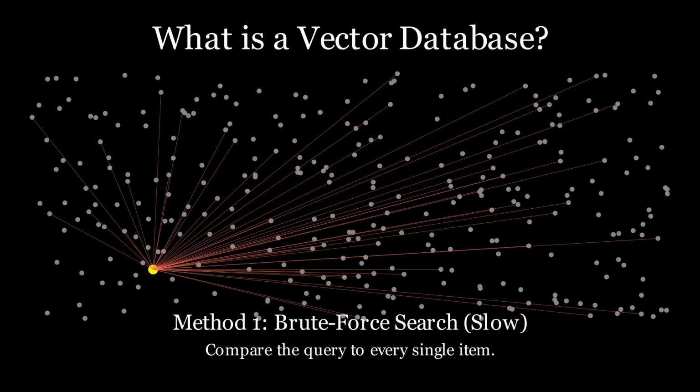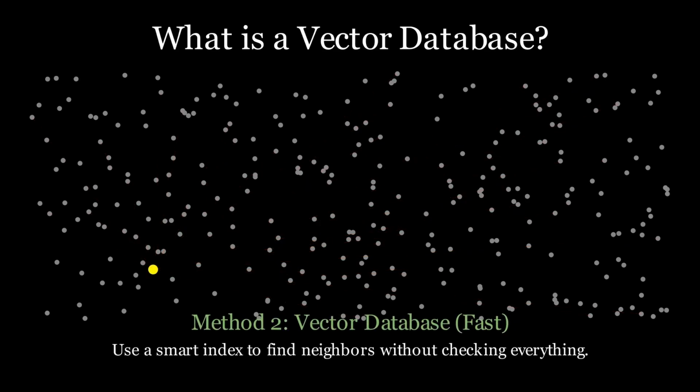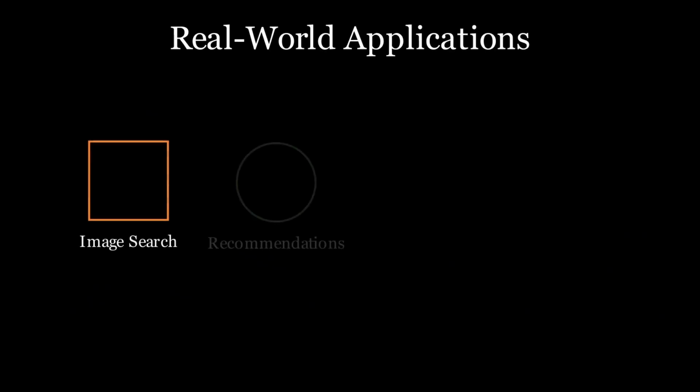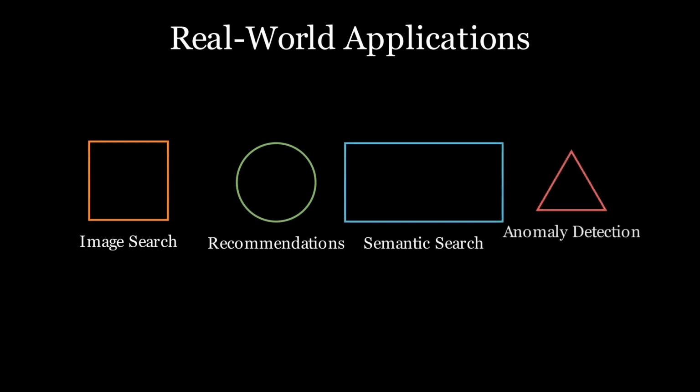A vector database, on the other hand, is built for speed. Instead of a brute force scan, it builds a smart, high-performance index. Think of this index like a highway system connecting nearby vectors. When a search comes in, it doesn't check every point. It efficiently hops through the index, rapidly zeroing in on the most promising neighborhood to find the nearest neighbors in milliseconds. Vector databases are the engine behind many AI features we use every day. Searching with an image, getting product or movie recommendations, document search that understands context, and even detecting fraud or anomalies.